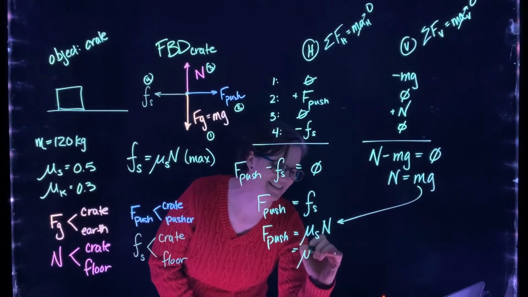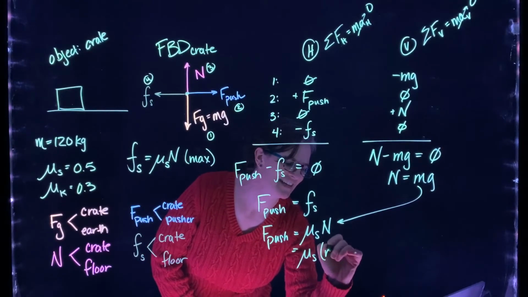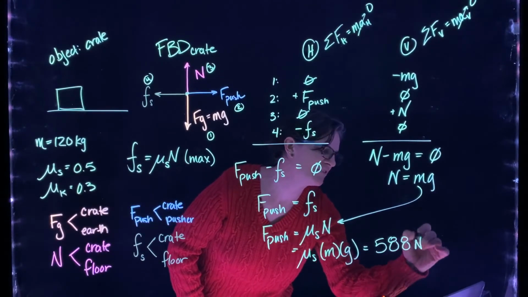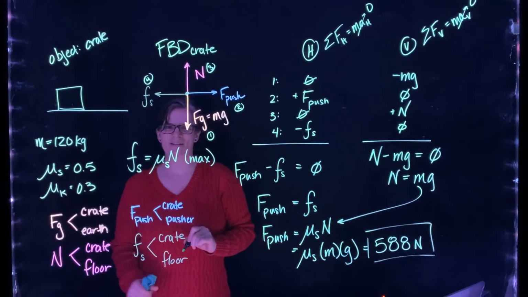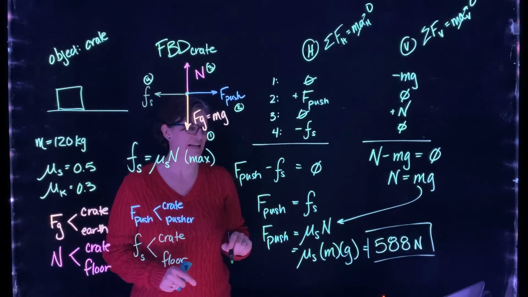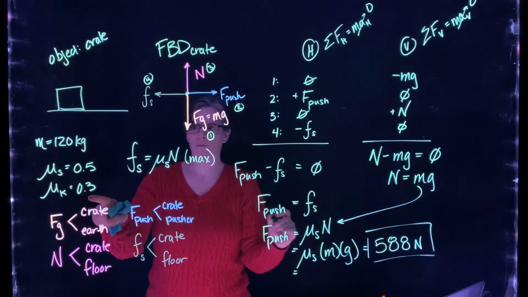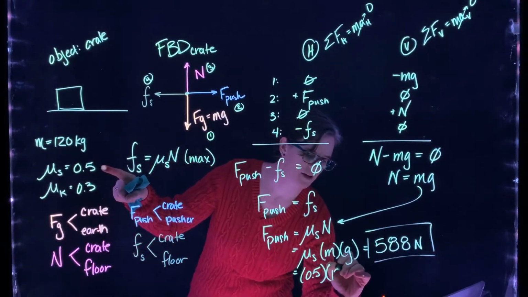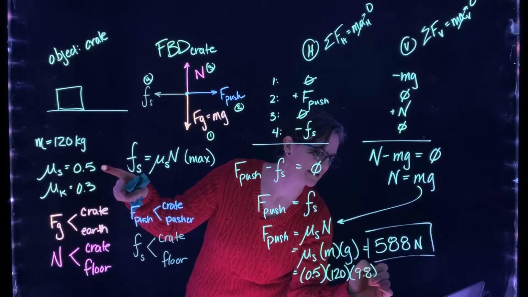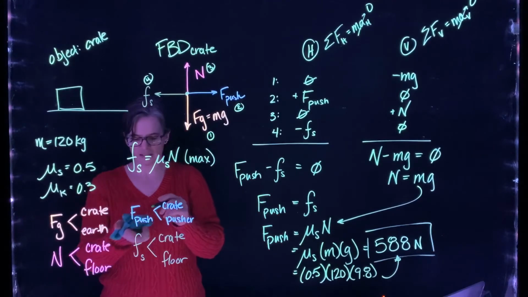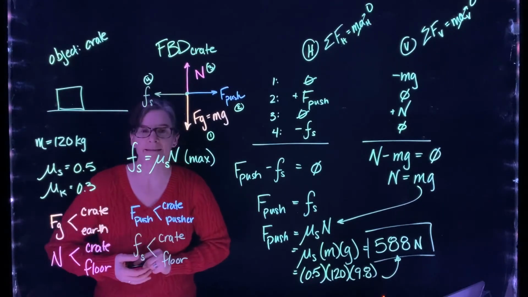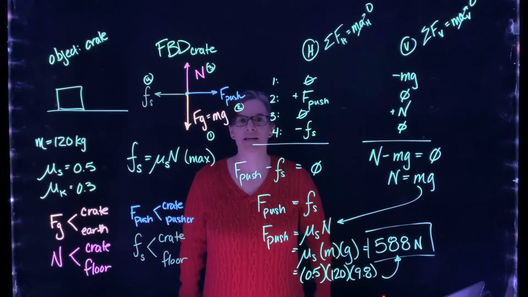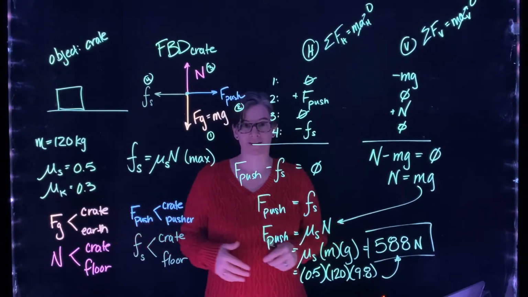We have the force of the push is equal to mu sub s times m times g, which gives us a total of 588 newtons. So mu times mg is 588. Remember that mu was our 0.5. So this is a static frictional force times 120 times our 9.8. All right, so recognizing we're in the case of static friction, maximum static friction because we're just preventing that motion, what maximum force can we exert before that box starts to slide?